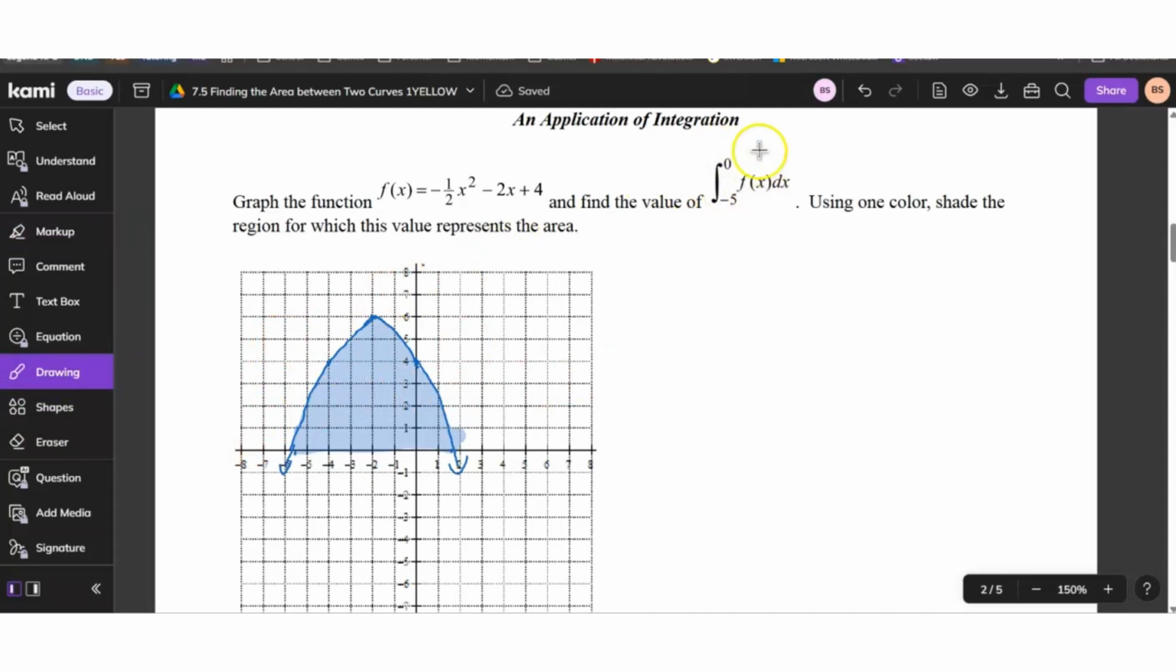All right, now let's do the integral from -5 to 0 of f of x dx. Let's hope. Negative 1/3 x.